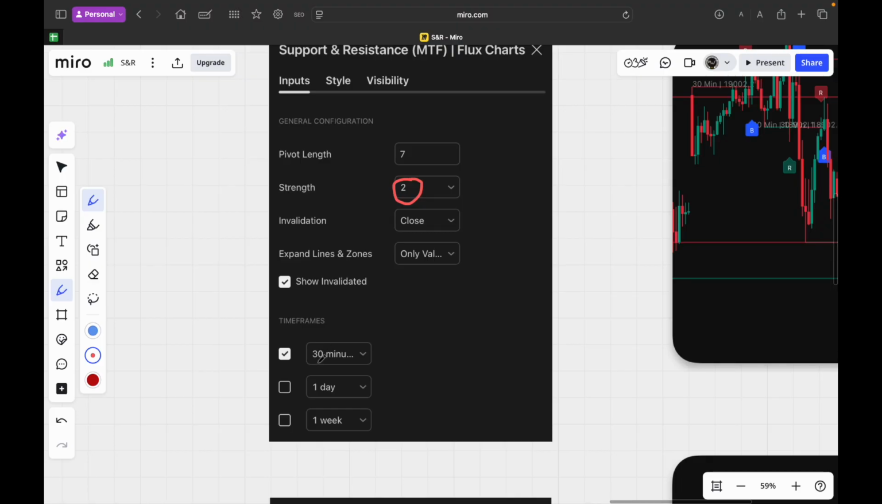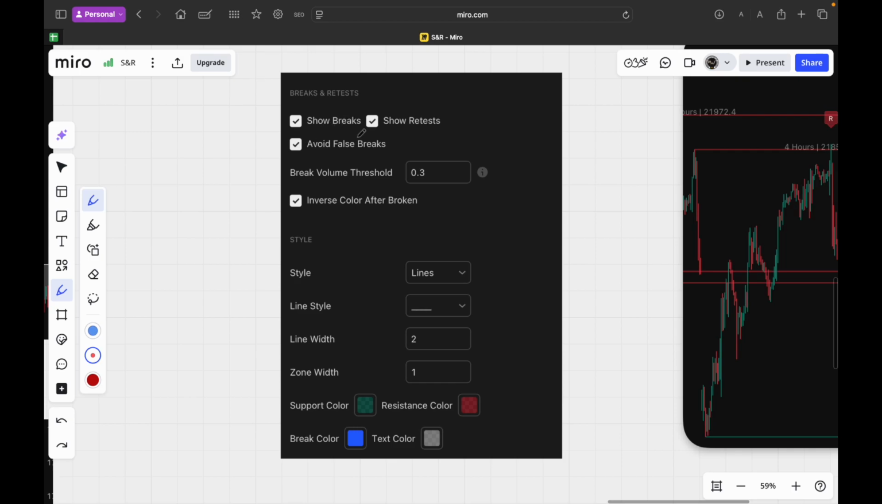And here you can choose literally 3 time frames for the levels you want to see. I chose the 30-minute for this example, but you can choose, for example, a 4-hour level right over here, a 1-hour level right over here, and then a 30-minute level right over here. Here you can show your breaks, you can show the retest, you can avoid false breakouts. I keep this standard as it is, inverse color after broken, and here you can choose your styles.